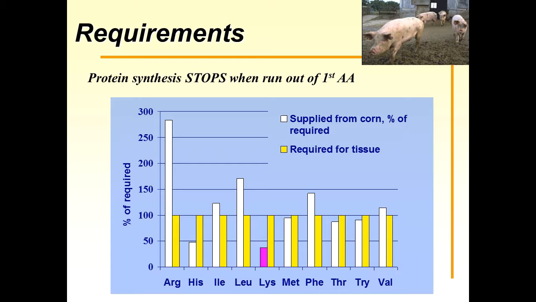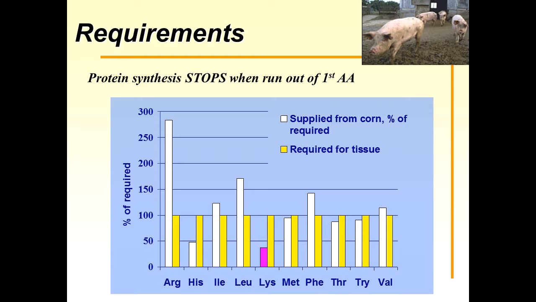The concept of the first limiting amino acid is that the muscle stops growing, protein formation stops the first time they run out of an amino acid. So there might be plenty of tryptophan left, but when they run out of methionine, protein synthesis just flat stops. The important part of this concept is that the extra tryptophan, or whatever extra amino acids are in the diet, are going to be excreted. So when they run out of the first amino acid, synthesis stops, and all that extra nitrogen is excreted.